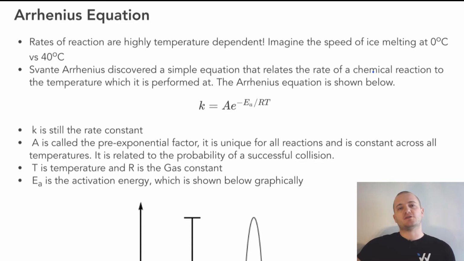figured out a way to write an equation that would describe the temperature dependence of a reaction if you knew a couple of variables. The equation is shown here, and we call it the Arrhenius equation. In this equation, k is the rate constant, A is what we call the pre-exponential factor. It's a constant that's the same at all temperatures, but it's unique for each reaction. E sub A is the activation energy, or the energy required to get to the transition state from the reactants. R is the ideal gas constant, and T is the temperature in Kelvin.